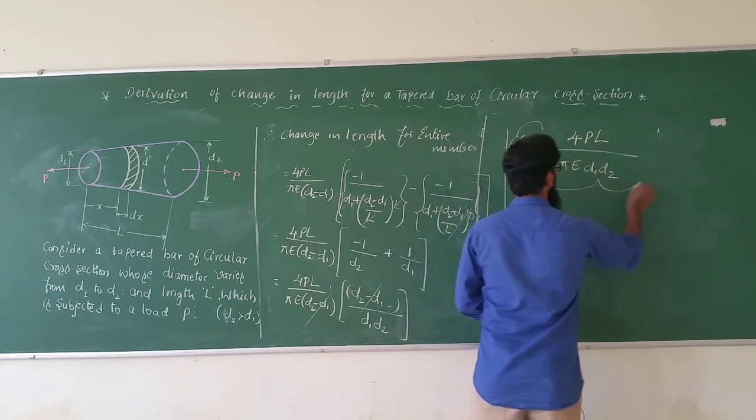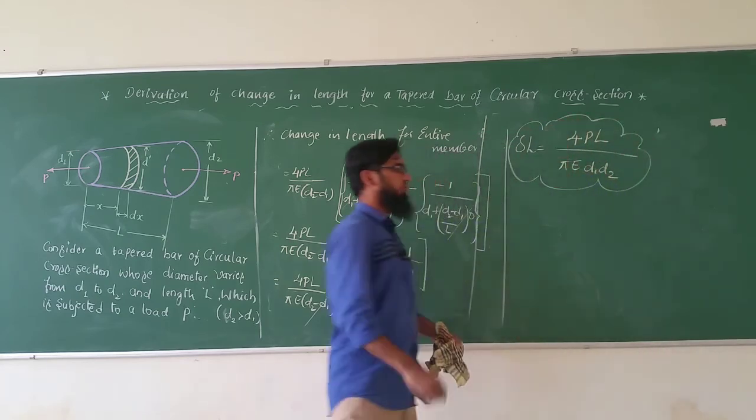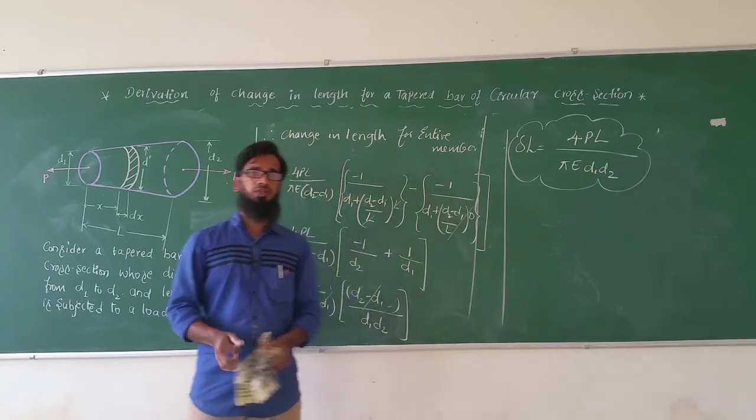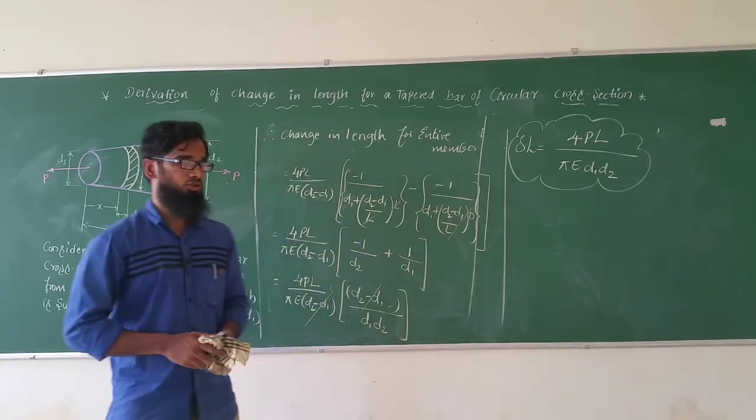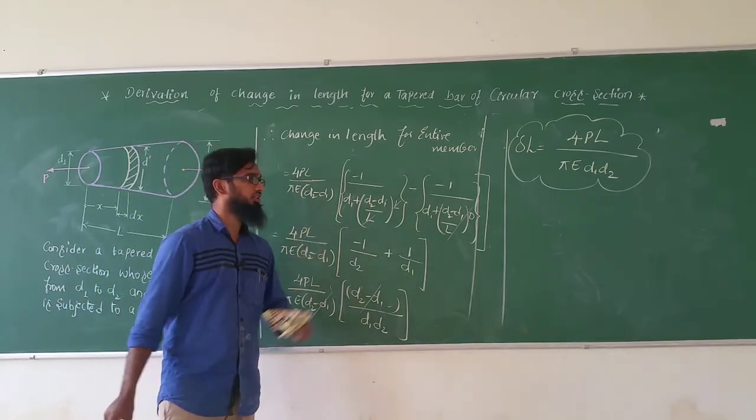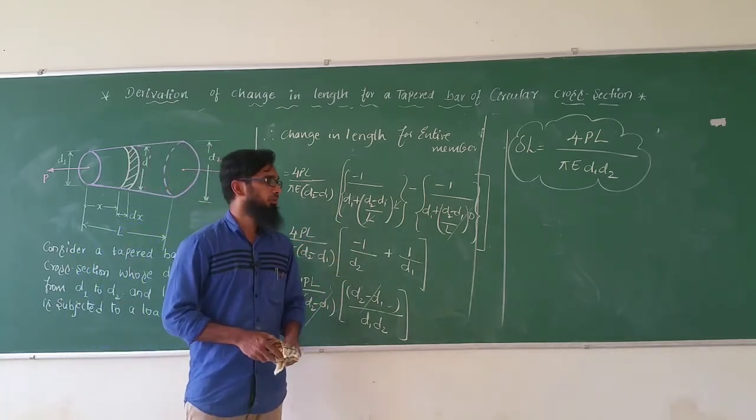So this is the equation for the change in length of a tapered bar of circular cross section. I hope you are getting this. That is, delta L is equal to 4PL by pi E d1 d2.